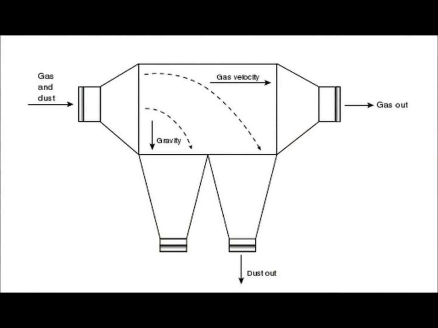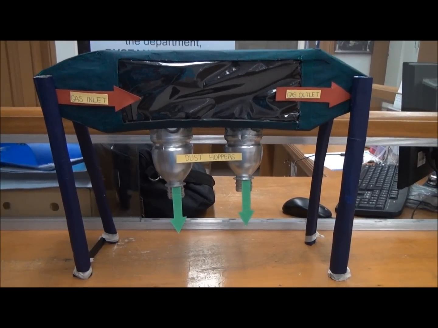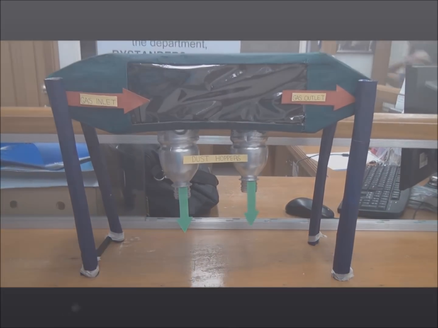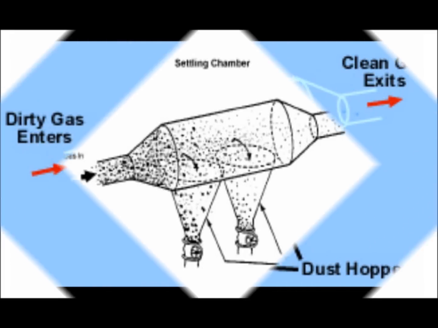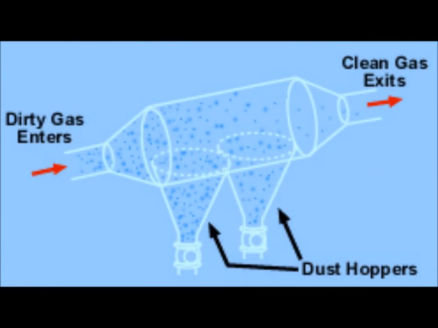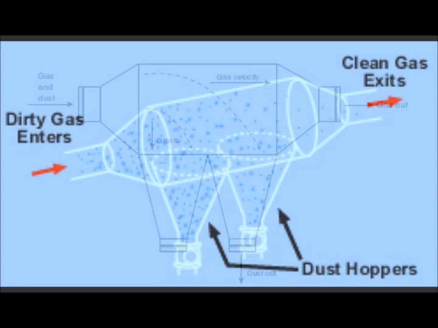Gravity settlers are quite effective in removing only large particles. Thus, they are frequently used in combination with other control devices. This equipment is often used to reduce the inlet loading of particulate matter to downstream collection devices by removing larger, abrasive particles. Because of its usage, this type of air pollution control equipment is referred to as pre-cleaners.